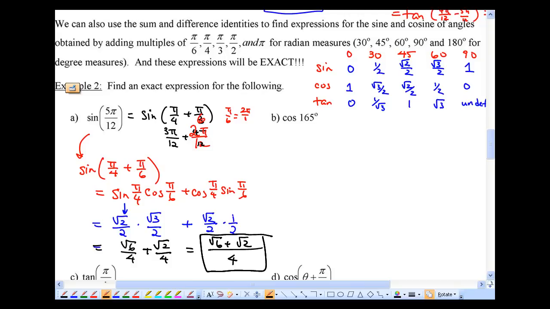The rest of these are the same thing. The tricky part is the first step, how you can create the angle by either adding or subtracting these special angles. Okay, think about cosine 165. Think about what you can do to get 165. Okay, I'll let you think about that first. Take at least 20 seconds, okay? Go.